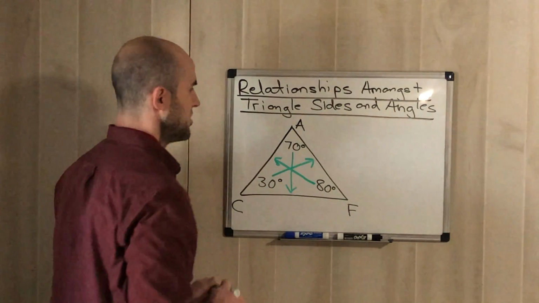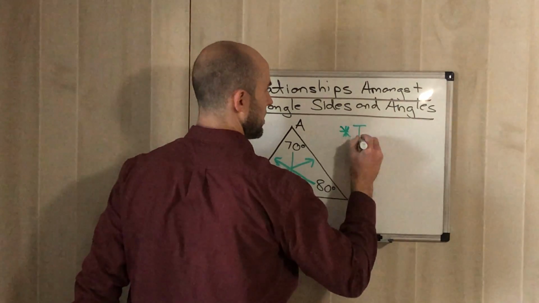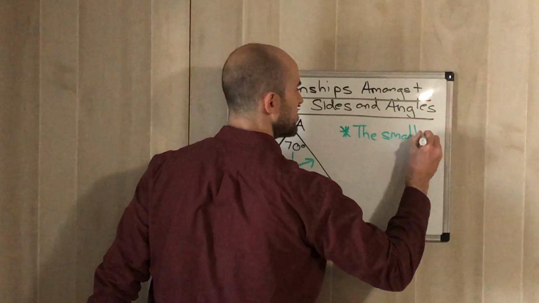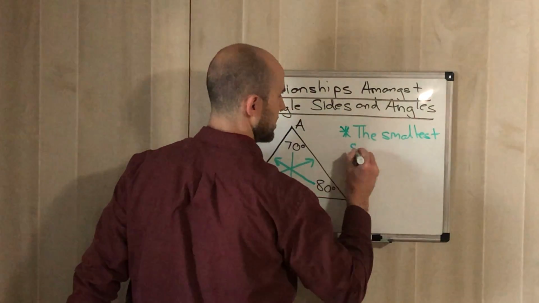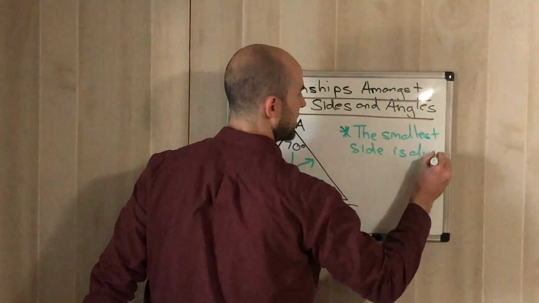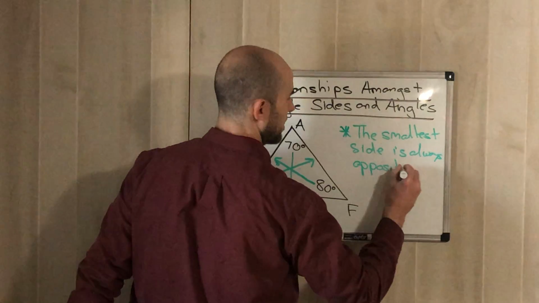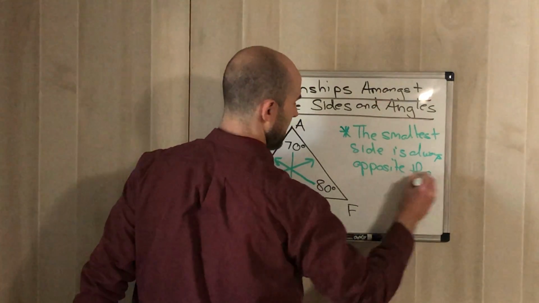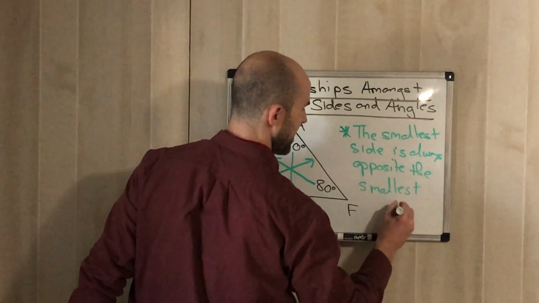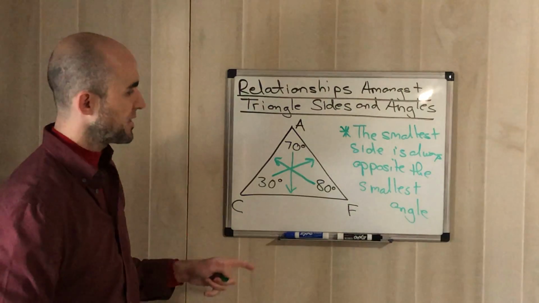Always across. So the one thing we always know, the smallest side is always opposite the smallest angle, right? And I'm writing that just because it's going to help us always associate it. The smallest side is always going to be opposite the smallest angle.